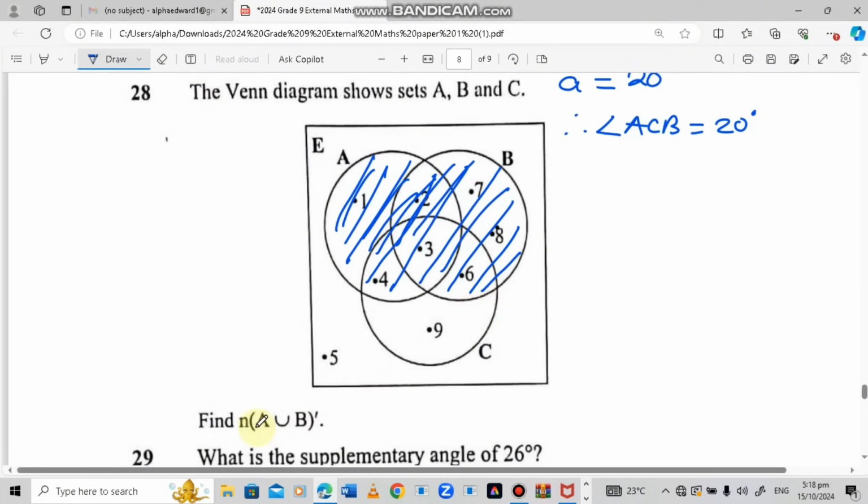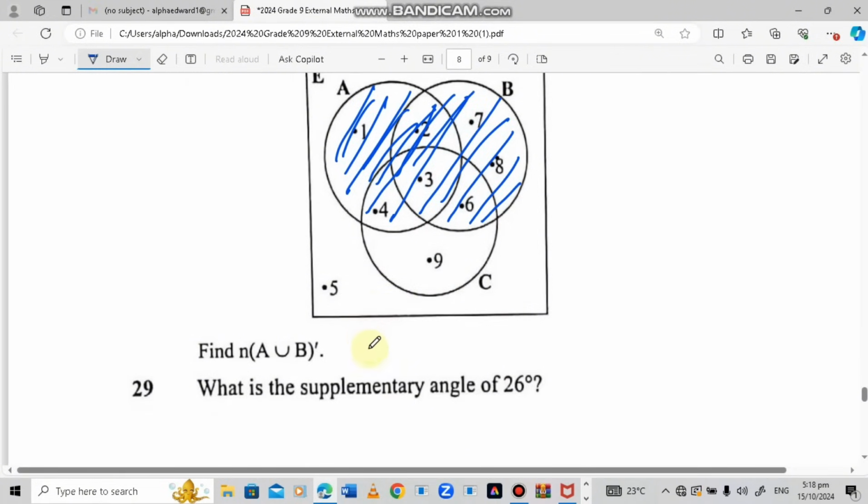Now, if they say the number of A union B complement, they want you to find the number of elements that are outside the set A union B. So the number of elements that are outside this area that we've shaded is 1, 2. So the number of elements of A union B complement is equal to 2.